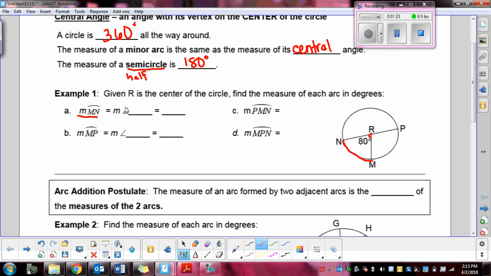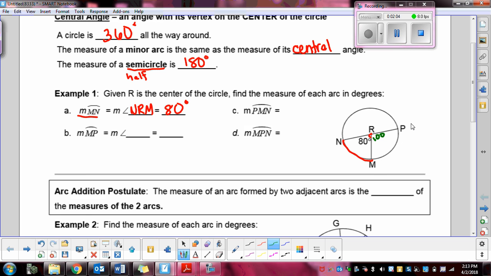So the measure of this angle right here, remember we name it with 3 letters, NRM, is 80 degrees, which means my measure of arc MN is 80 degrees. Now, what is the measure of PM? We don't know what PM is because we don't know this angle. But we know that if this part is 180 degrees, then the other side has to be 180 degrees. So 180 minus this 80 means this angle right here is 100 degrees.